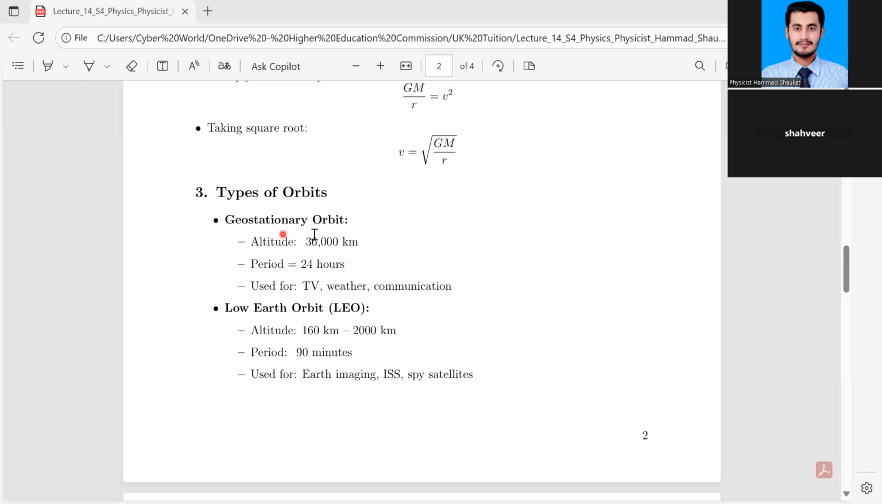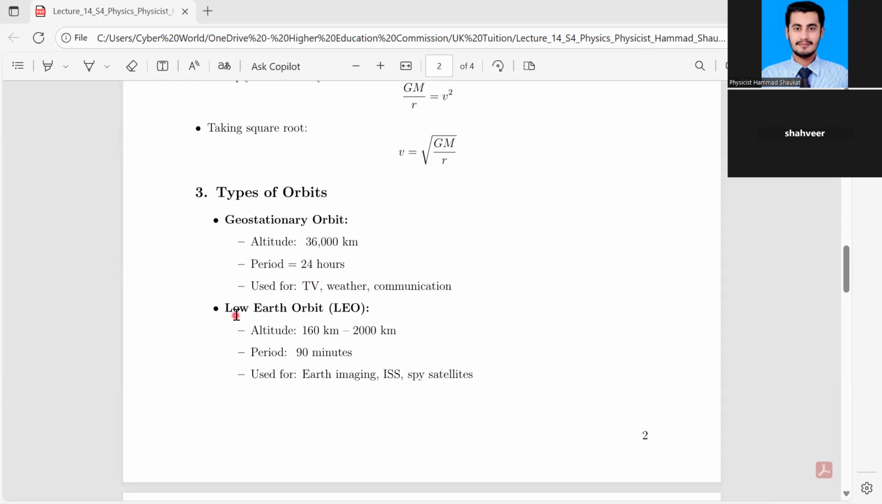Basically, geostationary orbits are used for TV communications, weather communications, and our communication systems, our internet, everything else. So remember these factors: the altitude must be 36,000 kilometers above the Earth, if we are taking Earth as the reference, and the period must be 24 hours. So this is known as the geostationary orbit.